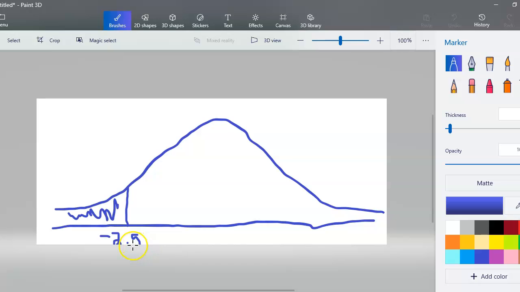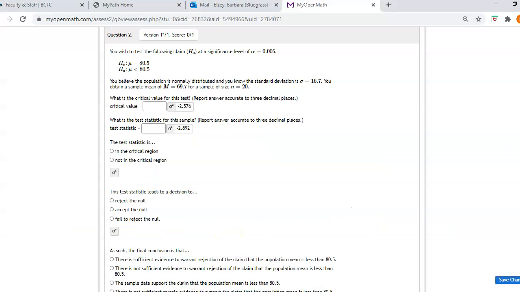Kind of hard to draw with your mouse, but you get the idea there. So that right there is the negative 2.576. If we get a number that is to the left of negative 2.576 on the number line here, it will be in this critical region. If we get something to the right, it will not be in the critical region. Let's go ahead and look at doing our test statistic. You notice that I've got the answer showing here, so we can see, yes, that was the critical value.